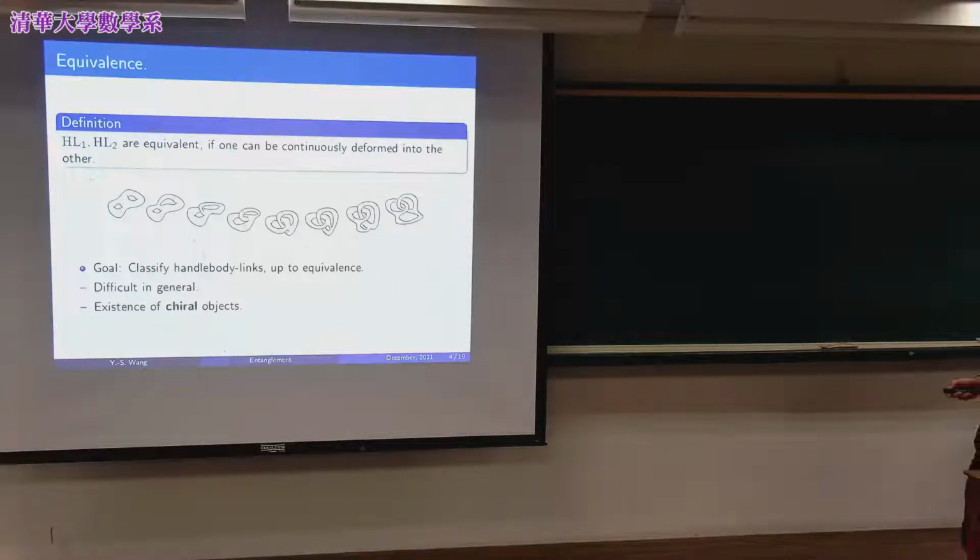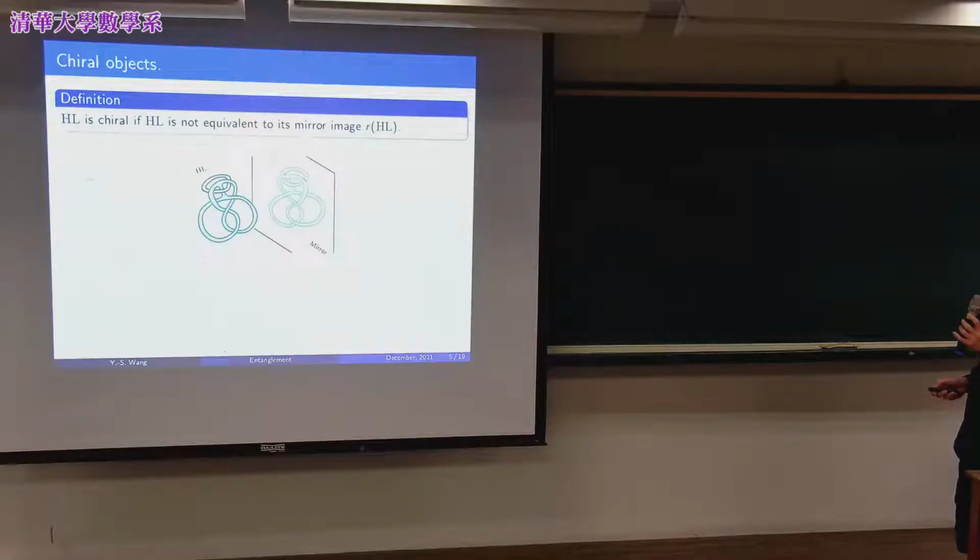So what's a chiral object? It's not something complicated. That's something you probably encounter quite often every day. So look at this picture. There is a mirror, and in front of it there is a handle-body link, and inside the mirror is its mirror image. And we ask whether this handle-body link is equivalent to its mirror image. If it's not, then we call it a chiral handle-body link. Okay? So that's clear.